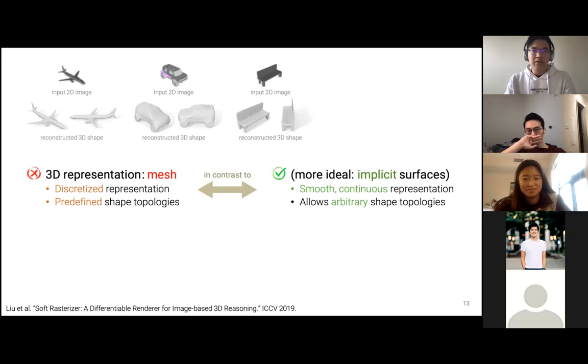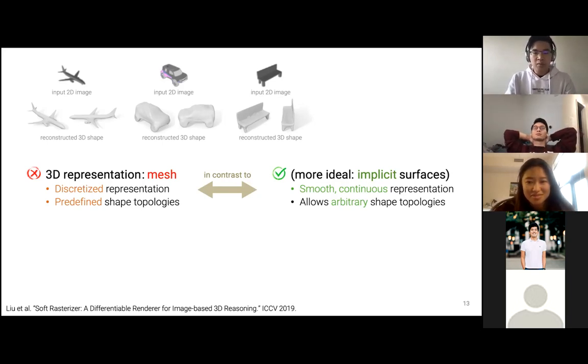In contrast, in some more recent works back in 2019 and 20, people started to investigate how we can represent shapes as implicit functions. This is actually a more ideal representation in that it is continuous, and it can also model arbitrary smoothness and arbitrary shape topologies. You can imagine if we have a chair with different legs, or these bars at the back of the seat. If we use meshes as the representation, it's really, really hard to model all these different topologies that we can encounter in the real world. So implicit surfaces are advantageous in this regard.